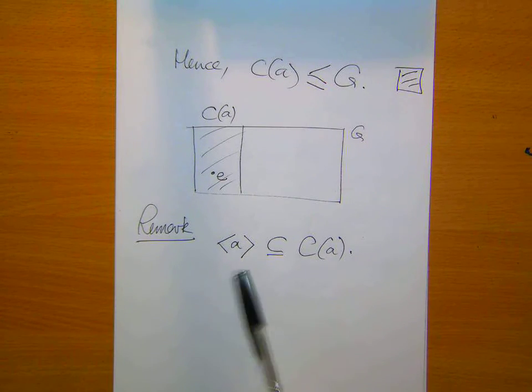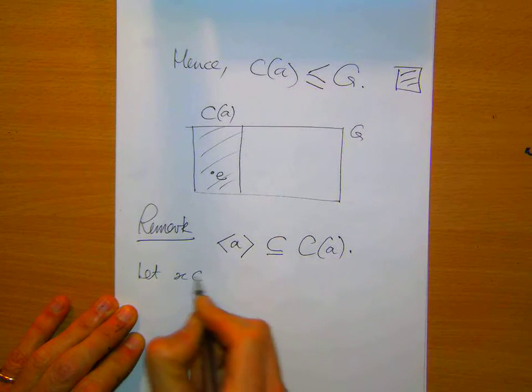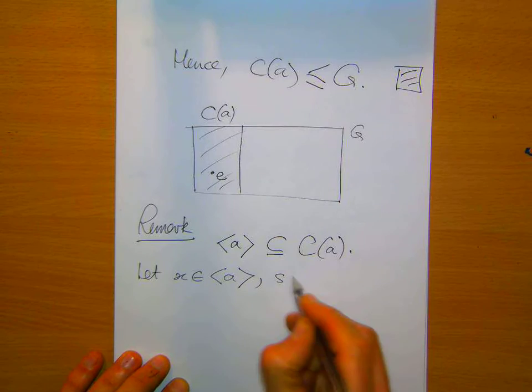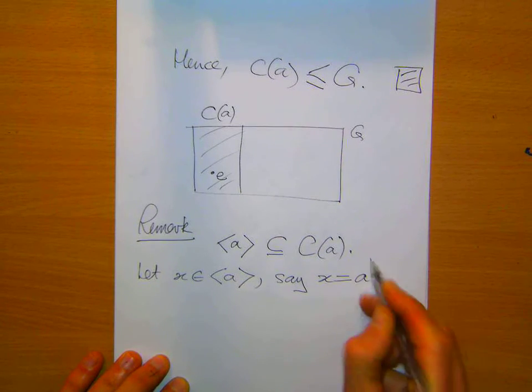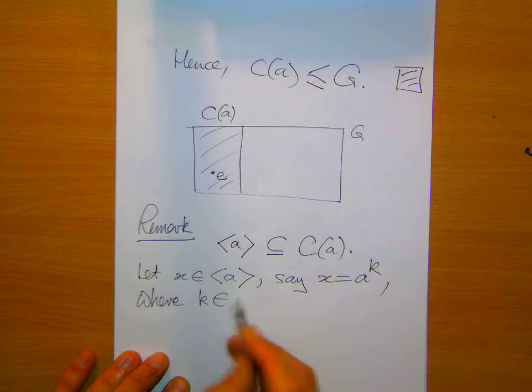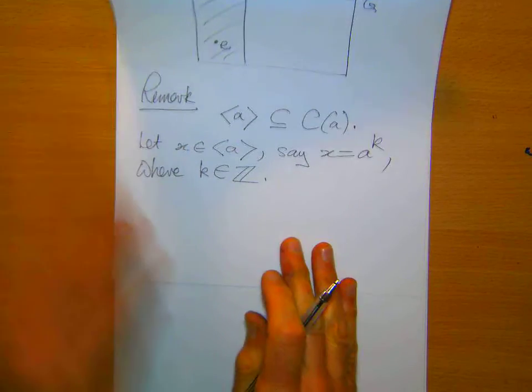So remember, the subgroup generated by A is the set of all powers of A, and any power of A will commute with A. So let's just prove that. So let X be in the subgroup generated by A. So that means that X is some power of A, because that's what the subgroup generated by A is. So the power could be positive, 0 or negative. And any power of A will commute with A. So let's just write that down.